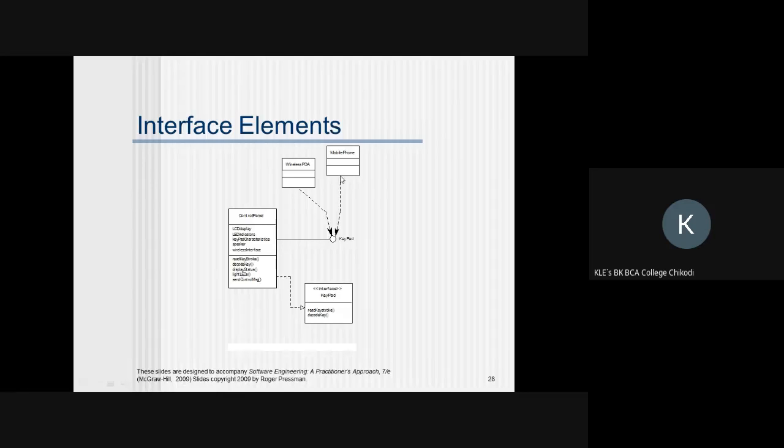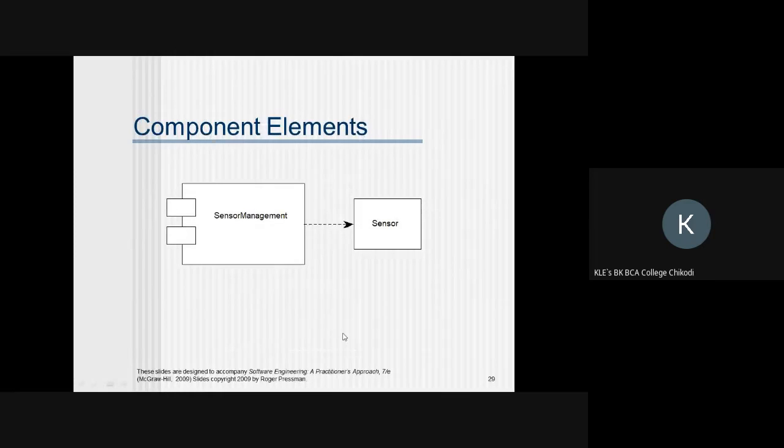Like that. Before that, it is a command user interface only. Component elements. These are, like, this is a module. Sensor module. You can say it is like an Arduino board or a Raspberry Pi, to which the sensor is connected.